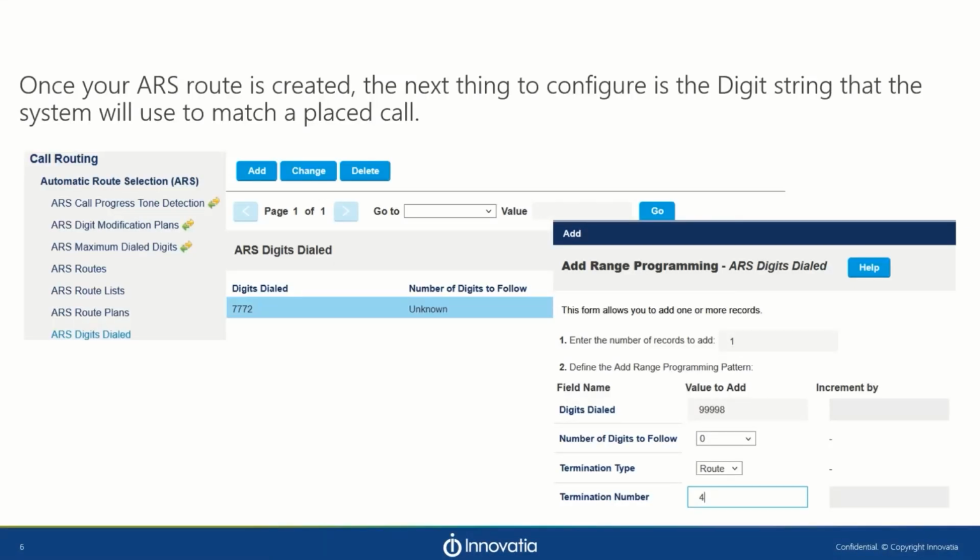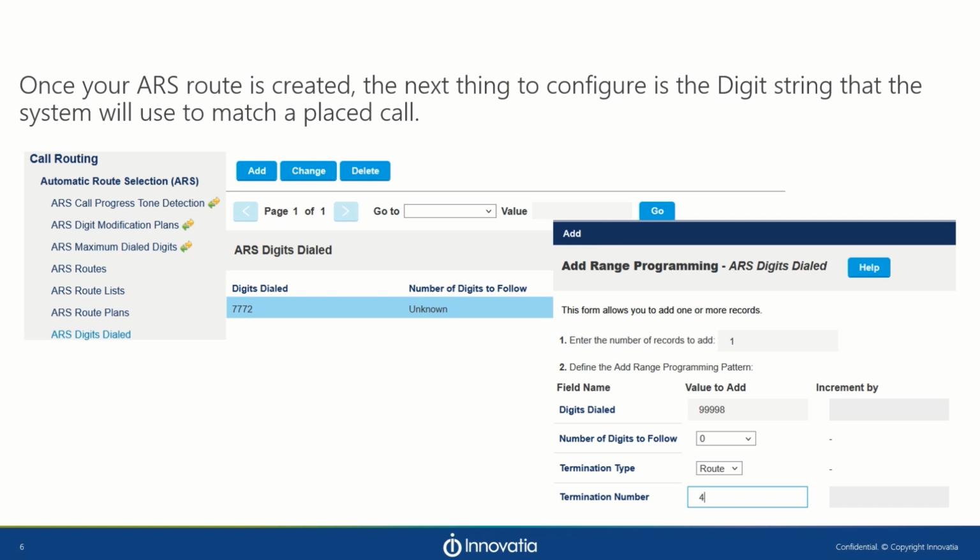Well, in order to create our digits dialed patterns, we're going to come back to that same section that we were working in earlier, call routing, and we're just going to drop down a couple of menu items. So we're going to go from ARS routes down to ARS digits dialed. That will open up a page that looks very similar to the one that we have here in the middle, and we're simply going to click the Add button. That will then give us this last screenshot here, a form that we're going to fill out to actually add in the digits that need to be dialed.